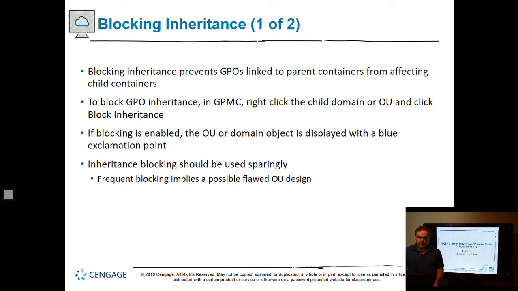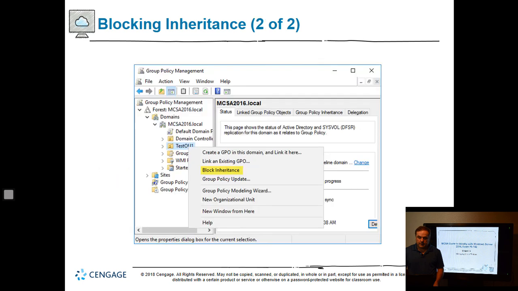As I mentioned, blocking inheritance prevents the GPOs linked to parent containers from affecting the child containers. To block it, you go into the Group Policy Management console, right-click the child domain or OU, and block it. That's all you do. If blocking is enabled, the OU or domain object is displayed with a blue exclamation point. So if you see a blue exclamation point in your Group Policy Management console, then you know some group policy inheritance has been blocked. So you want to use that sparingly. Make sure that you're not causing yourself any problems.